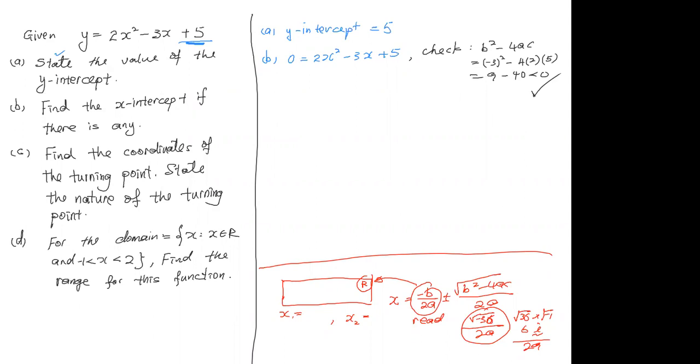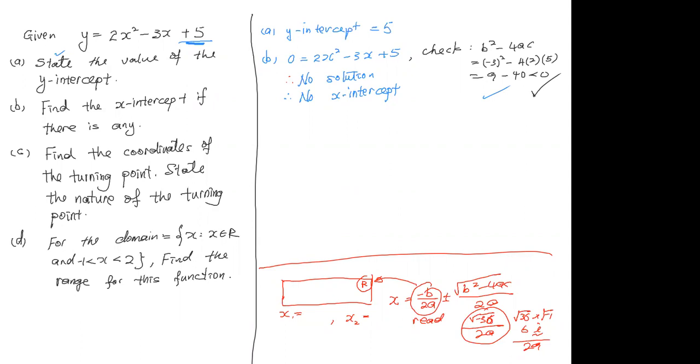So check, this is very important. So therefore, I conclude what? No solution. So therefore, no x-intercept. This is the proof already. As long as you give proof, we can write no solution and no x-intercept. That is how you communicate with the person who marks your work.